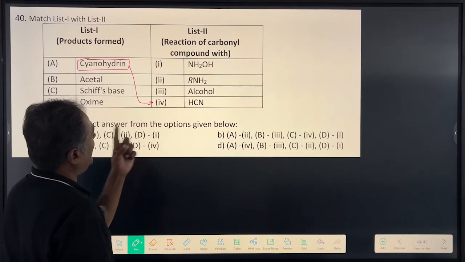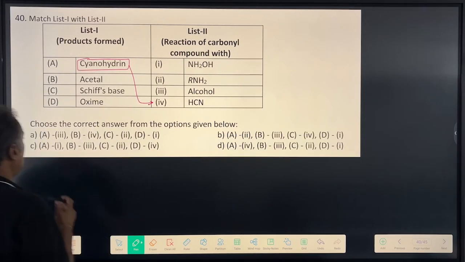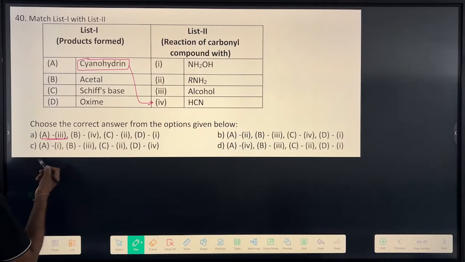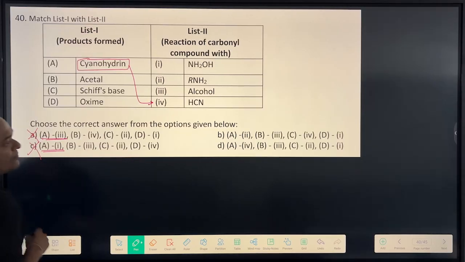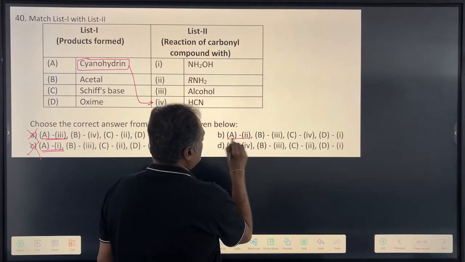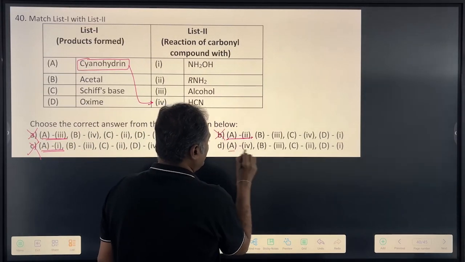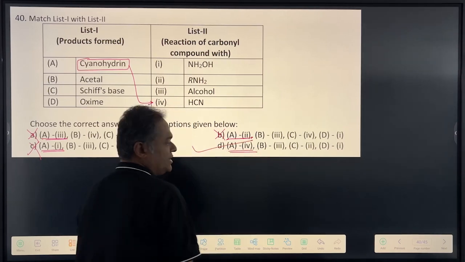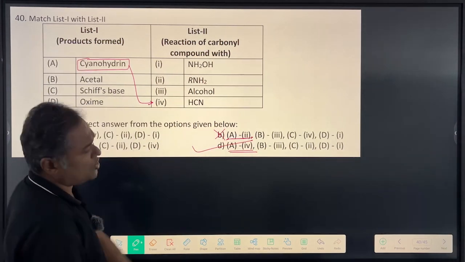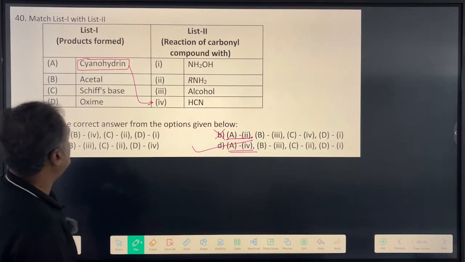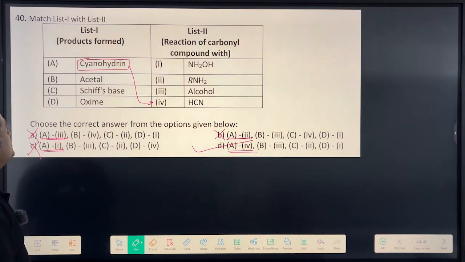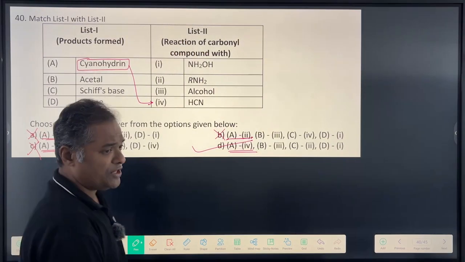Now, A should have the fourth option. Now, A having the fourth option is not possible. A is the first, not the fourth one. Your A is not the fourth, so your correct answer is D. And you can check the other options also properly. Yes? Confirm. So, this question is clear. Let's proceed with the next question.